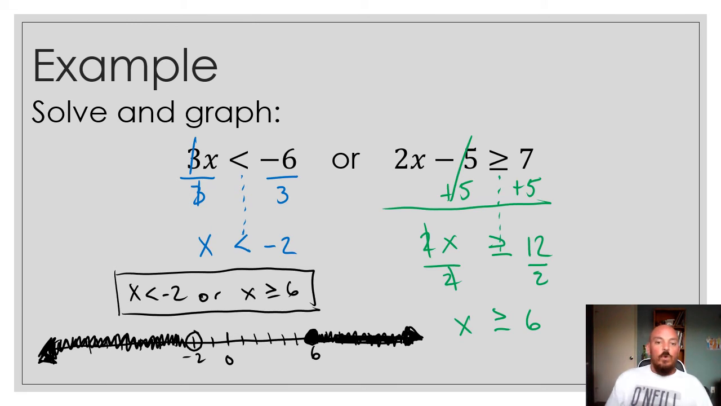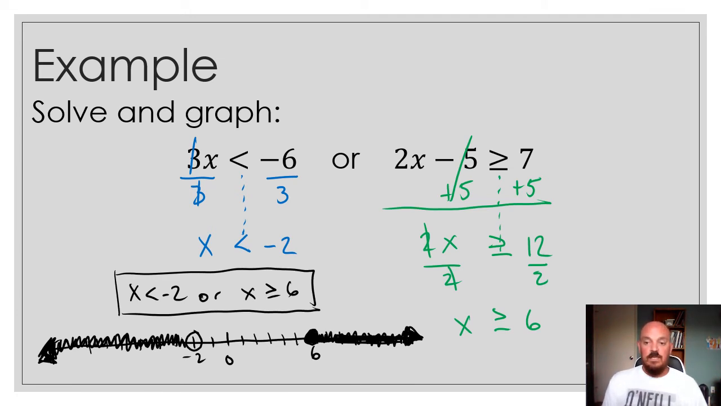Now this is what an or should look like. When you graph an or statement, a compound or inequality, you should have two separate pieces moving away from each other. One is a less than, one is a greater than, but you have two separate pieces moving away from each other with an empty spot in the middle.